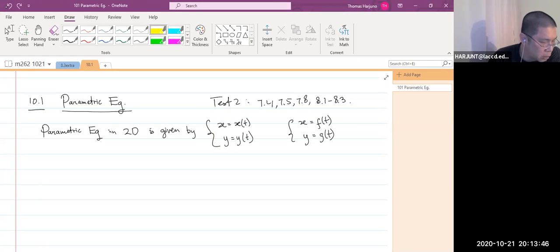Now, I don't have any plan to do this section fast. Instead, I want you to be at least stronger because we have this parametric equation in Calculus 3, and it's basically 1 chapter.